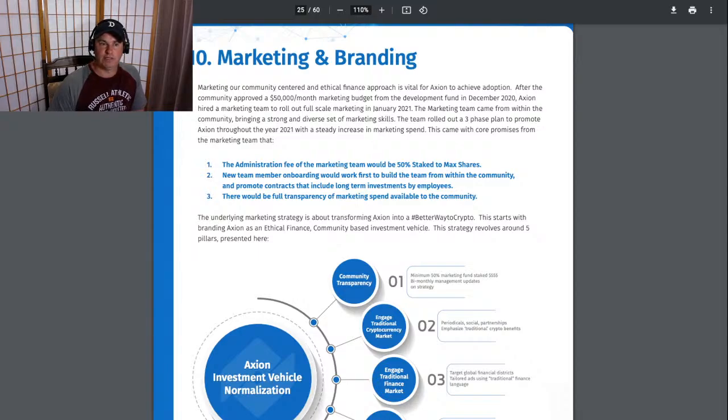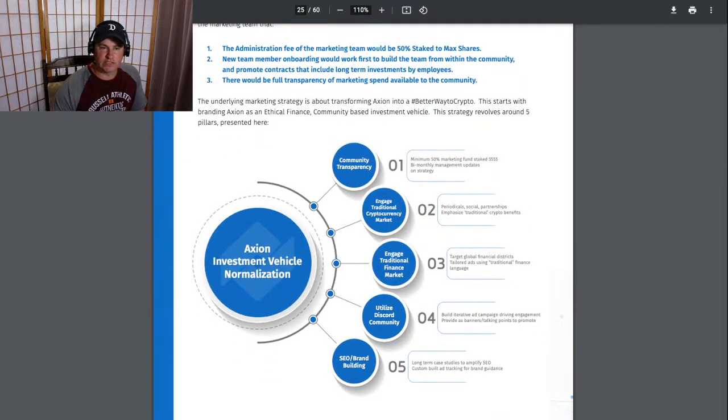So that's all happened. The underlying marketing strategy is about transforming Axion from a better way to do crypto, which is the hashtag slogan. This starts the branding of Axion as an ethical finance community-based investment vehicle. The strategy revolves around pillars presented here, and this is pretty cool. So we've got Axion vehicle normalization, community transparency, engaged traditional cryptocurrency, engaged traditional finance, and that's a big difference from a lot of markets.